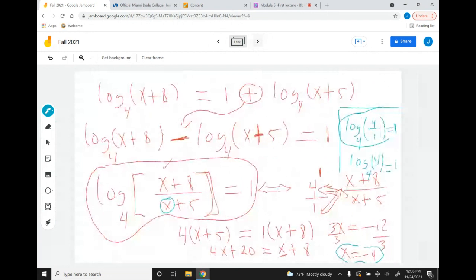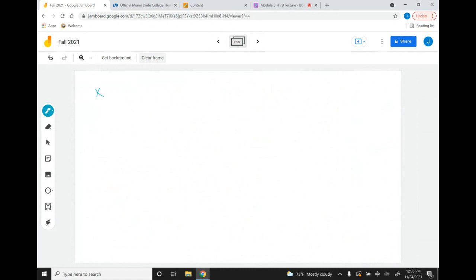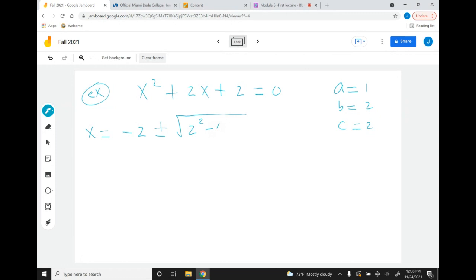Okay? So here's an example of one of them. Let's do x squared plus 2x plus 2. Okay? So this is a quadratic equation that you cannot solve by factoring. You can try, but I can tell you that you won't be able to. So we have no choice but to use the quadratic formula. So again, I'm going to list my A, B, and C. And I'm going to put it in. A is 1, C is 2, over 2 times 1.